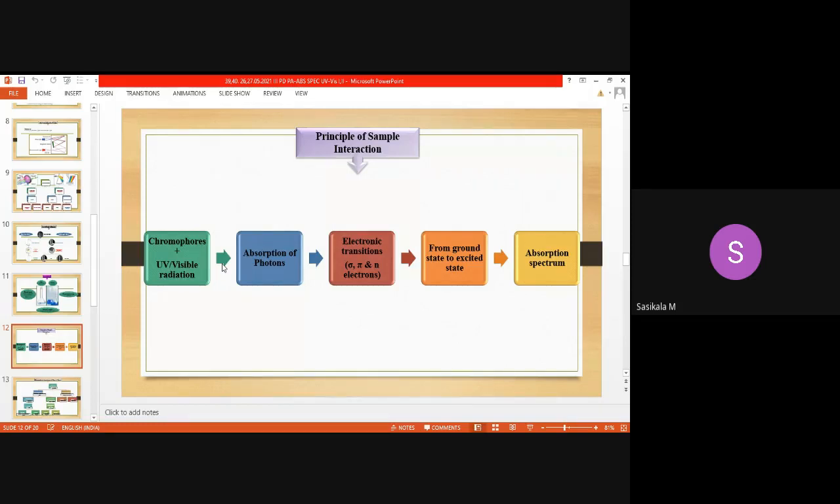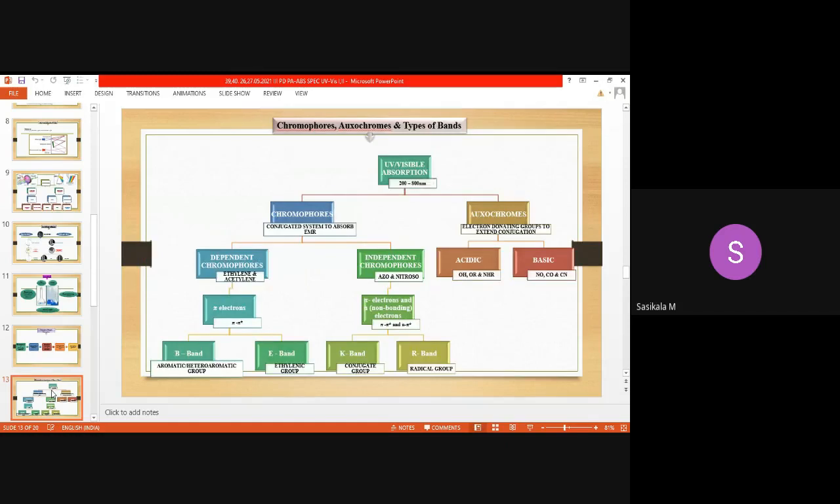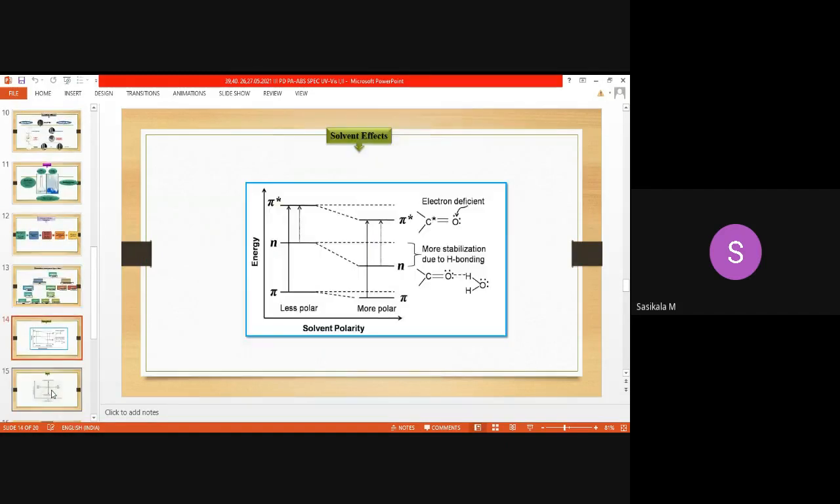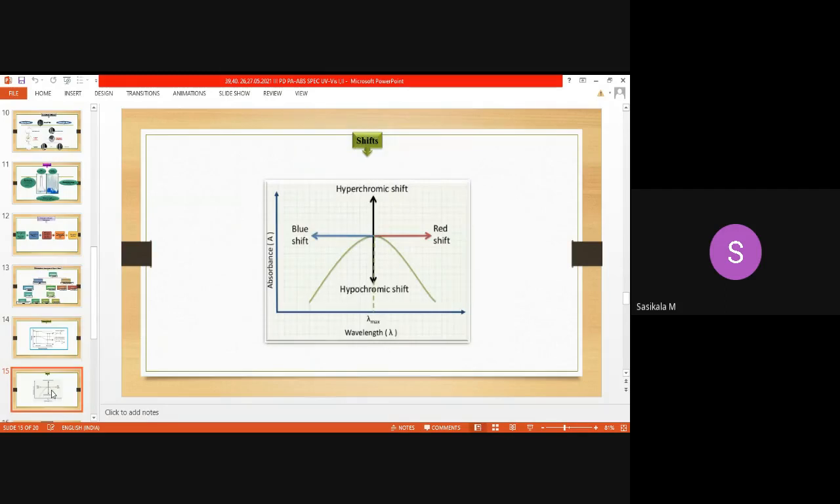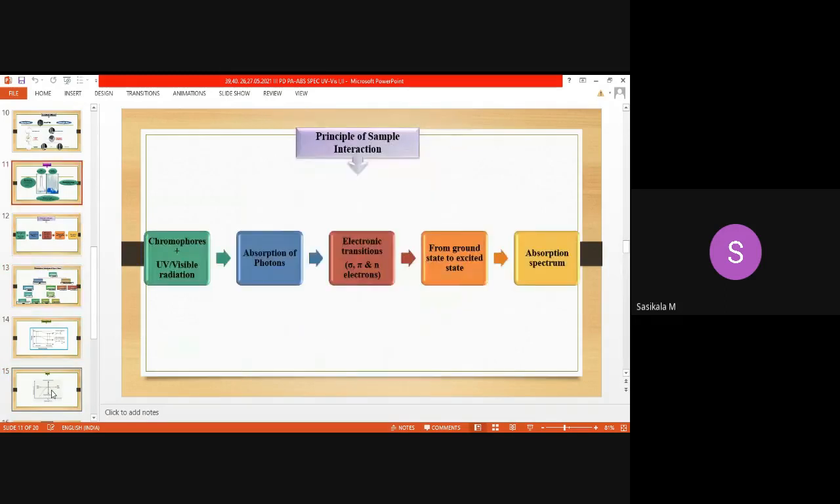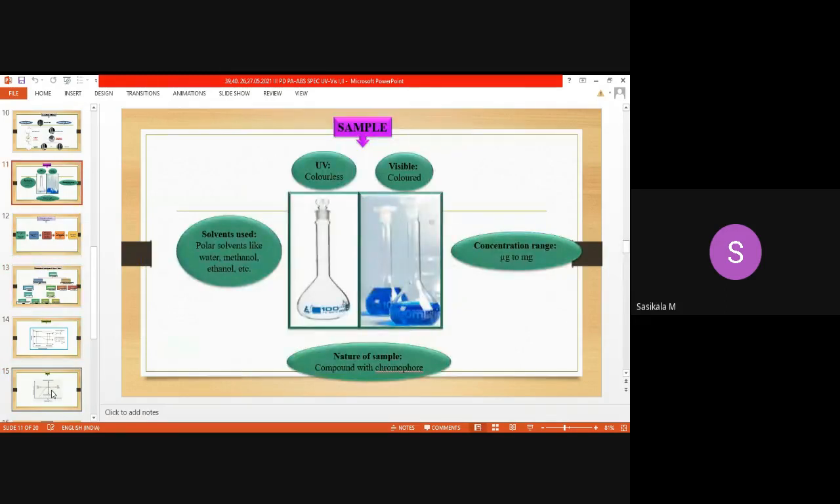That also we'll be discussing in the forthcoming class. So with this I am stopping today's class. The remaining part we'll discuss in the next class: the chromophore types, solvent effects, shifts, and the remaining parameters as per your syllabus.